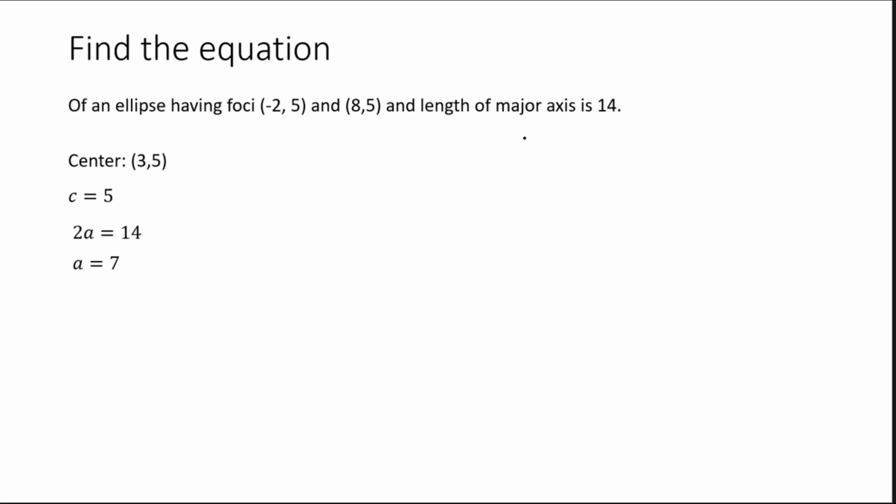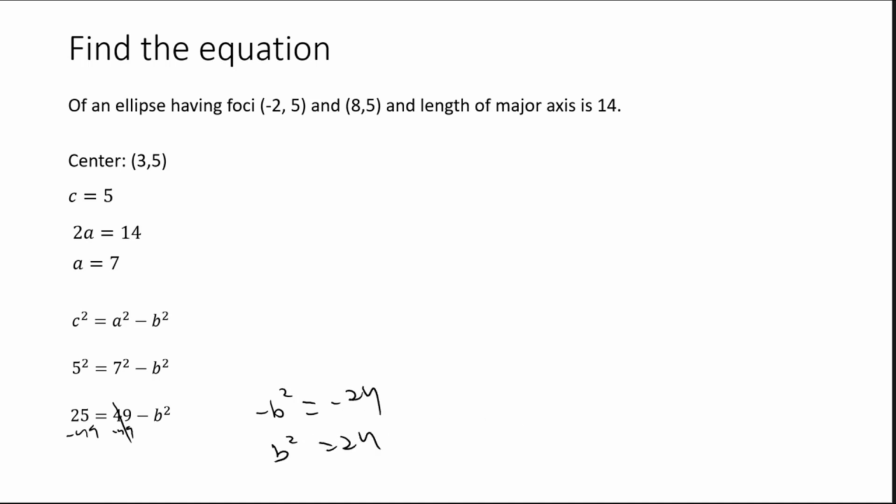So we have c, we have a, now we can find b by using c squared equals a squared minus b squared. So we plug in 5 and 7 for c and for a. We now have 25 equals 49 minus b squared. So we subtract 49 from both sides. When you do that, you have negative b squared equals negative 24. So b squared would be a positive 24. And if we wanted to find b, just take the square root of both sides, but we really don't need b, we want b squared.